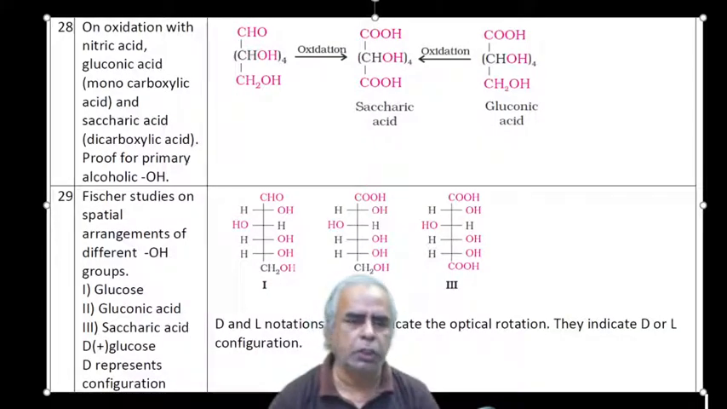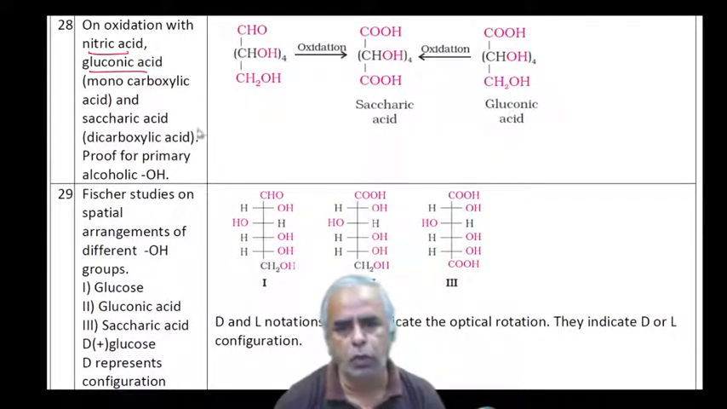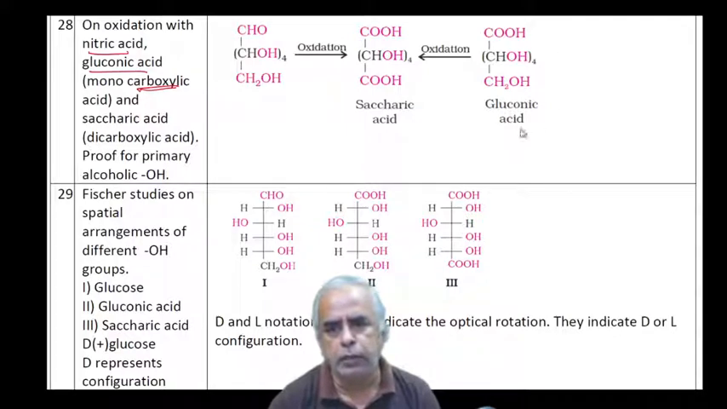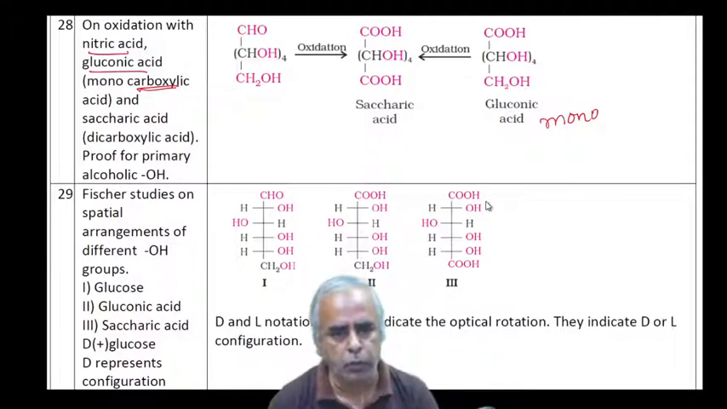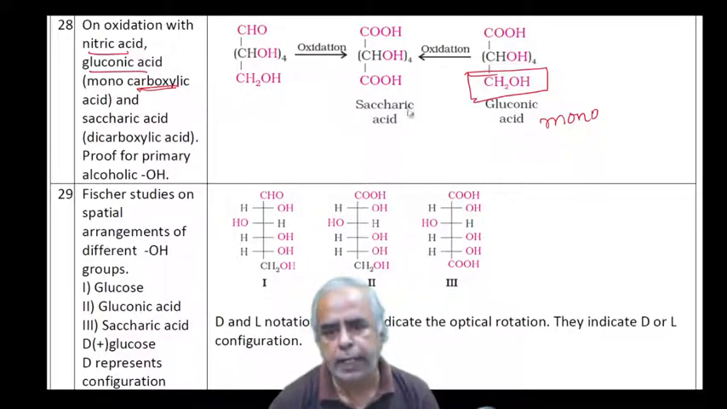On oxidation with nitric acid, gluconic acid is formed. We already know gluconic acid. It is the monocarboxylic acid. Got this point? So we get this monocarboxylic acid, gluconic acid. That is point number 1. And on further oxidation, this CH2OH is also oxidized, and then we were able to get saccharic acid, that is the dicarboxylic acid.